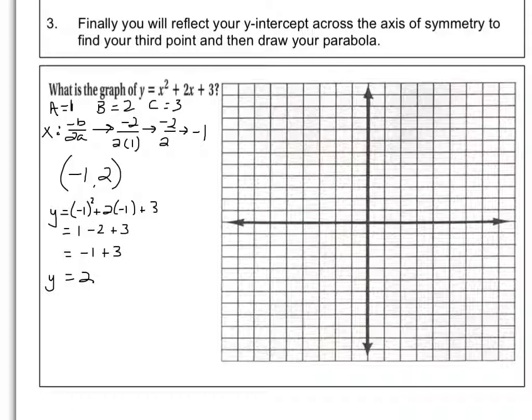Okay, so now I'm going to take this ordered pair and plot that vertex. I'm going to go left 1, and I'm going to go up 2 and put a dot. Okay, left 1, up 2, put a dot.